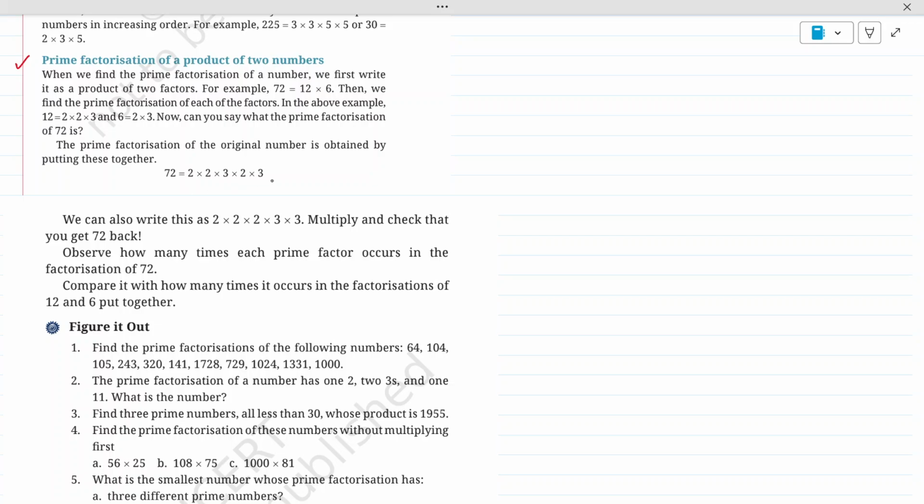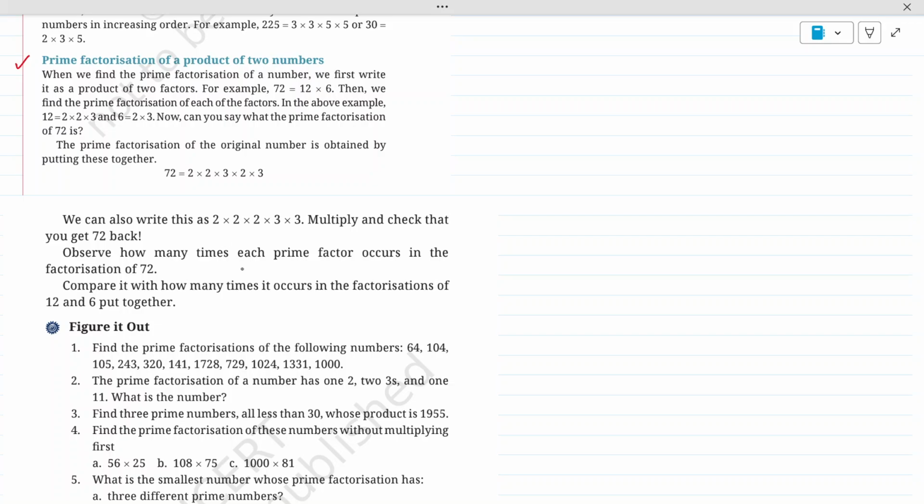That is, we can also change their places, which we have understood by the commutative property. Now multiply them and check that you get 72 back. So this will happen if we multiply all these factors in the position mentioned, and if we also multiply these factors where the positions are shuffled. In both the cases the product will be the same, 72.